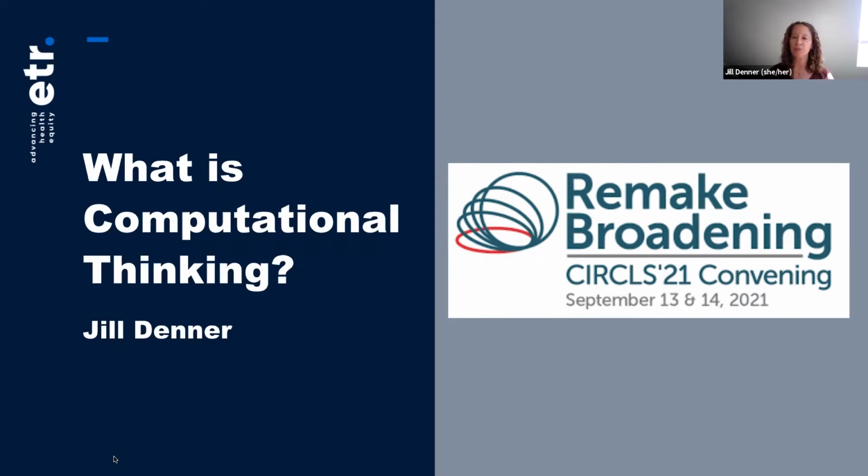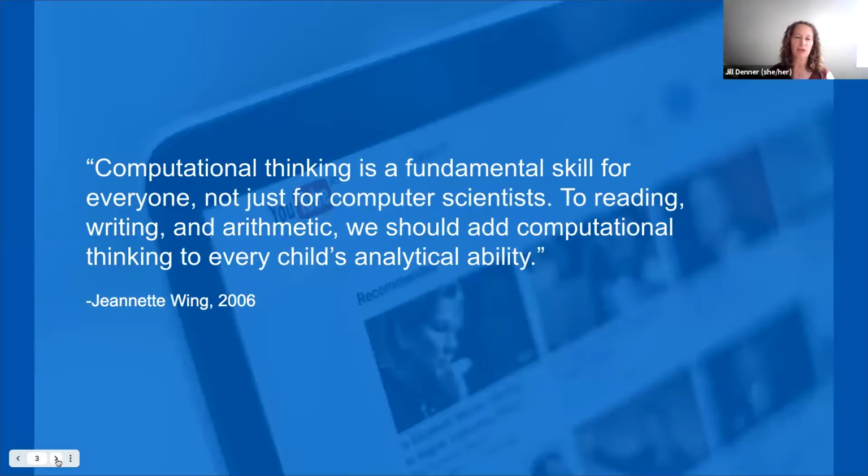But can you put the next slide, please? It was really this paper by Jeanette Wing that came out in 2006 that popularized this term. And she wrote, computational thinking is a fundamental skill for everyone, not just for computer scientists. To reading, writing, and arithmetic, we should add computational thinking to every child's analytic ability. So this paper really sparked a flurry of work in computer science education. And in the next several years, groups around the world tried to define computational thinking in lots of different ways. And there's been a lot of debates about what it is and what it isn't.